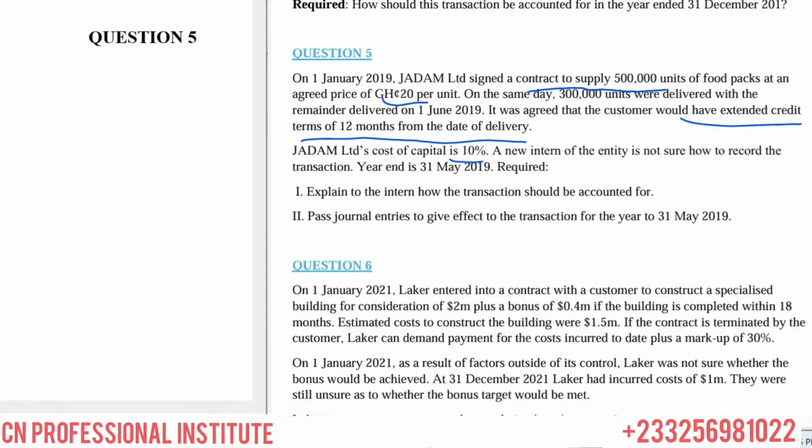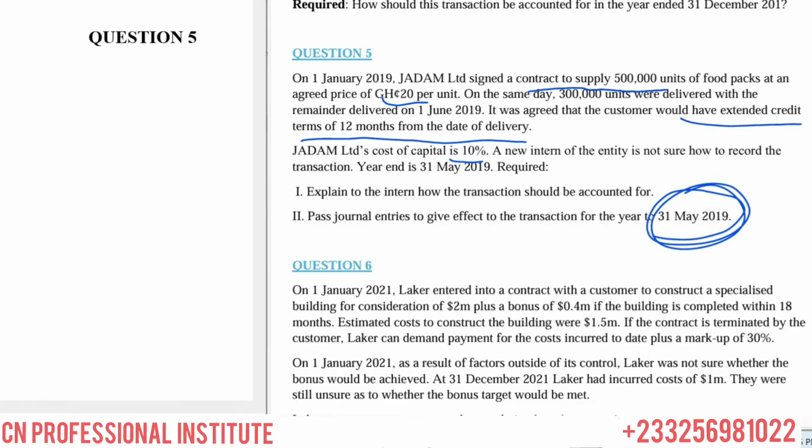If you look at this, the 300,000 units were delivered within the reporting period immediately. But the remainder, the 200,000, was delivered on 1st June 2019, and 1st June 2019 is not in the accounting period, not in the financial year. It's in the following year, because the year end is 31st May 2019, and they delivered the remainder on 1st June 2019. So they did it outside the year.